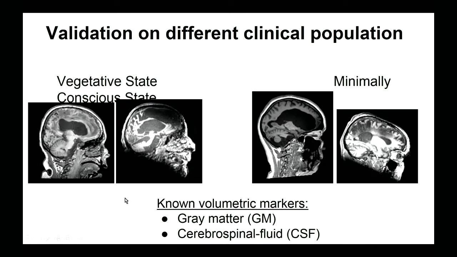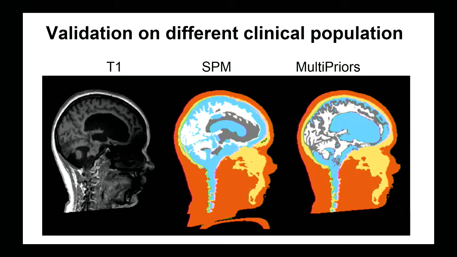But we know there are two known volumetric markers, which are the volume of gray matter and the volume of cerebrospinal fluid, which has been shown that vegetative state patients have, in general, less gray matter and more cerebrospinal fluid in their brains. So we segmented all these 52 MRIs using SPM and also with our model, the multipriors. And SPM, as again shown before, showed to have unreliable results on the segmentation.